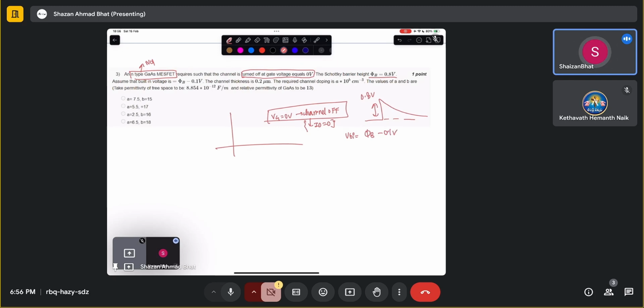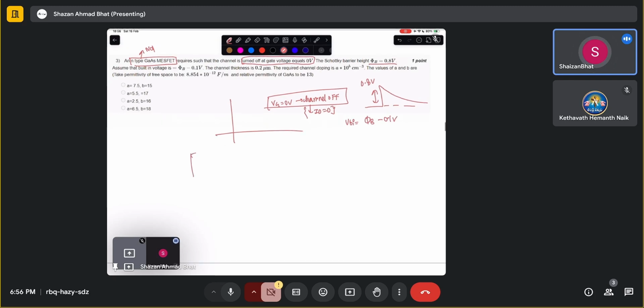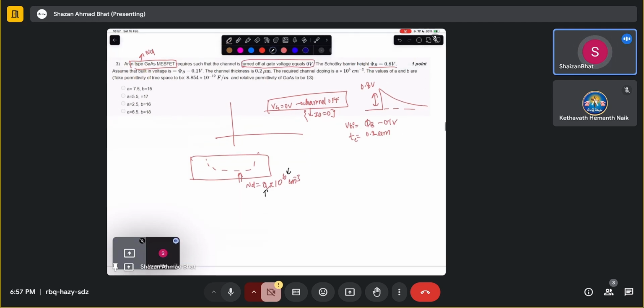Okay. The channel thickness. So there will be some channel thickness. So let's say this is depletion region, then there will be some channel thickness. Let's denote it as T. T channel 0.2 micrometers, and required channel doping. So there is some doping with, let's say, ND, which is A into 10 to the power B per centimeter cube. Okay, we might have to find the values of A and B. So we have to take the permittivity and other things.